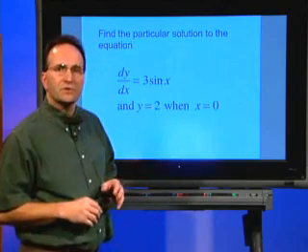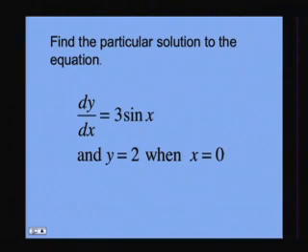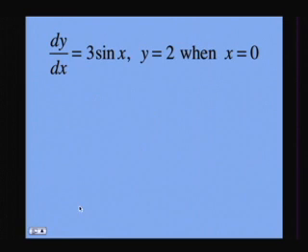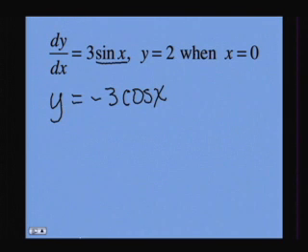So find the particular solution to the equation dy/dx equals 3 sine x, and y equals 2 when x is equal to 0. So to do this problem, we start by finding the general solution. So let's do that. In other words, y is going to be equal to the antiderivative of 3 sine x. And the antiderivative of sine x is, of course, negative cosine x. So this would be negative 3 cosine x plus c.